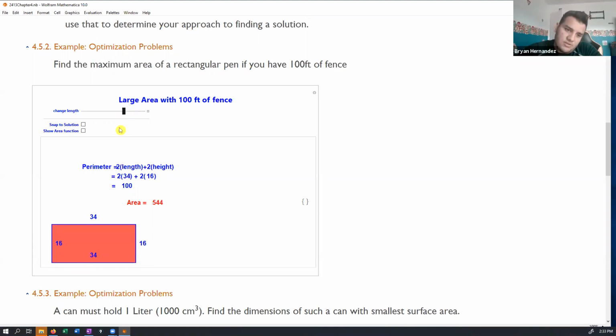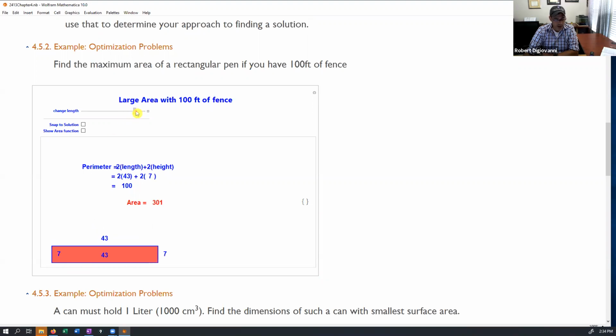Well, let's try it. Let's just move it a little bit. How about 16, 16, 34, 34? If you add all those up, it's 100. But now look at the area. It's more. I could go another way. I could go to this extreme. I can make this 4, 4, 46, and 46. But now look at the area. The area is only 184.